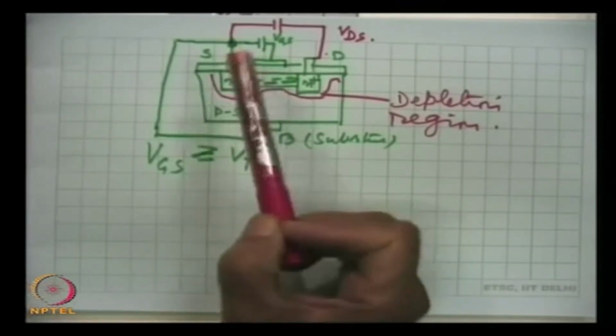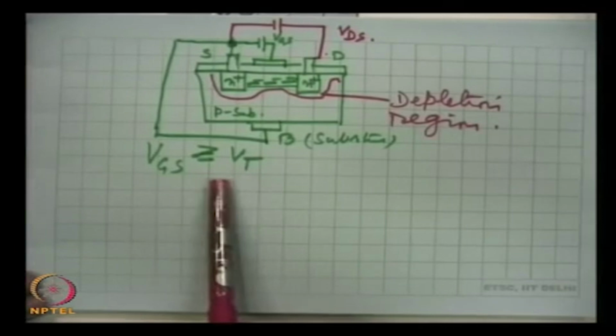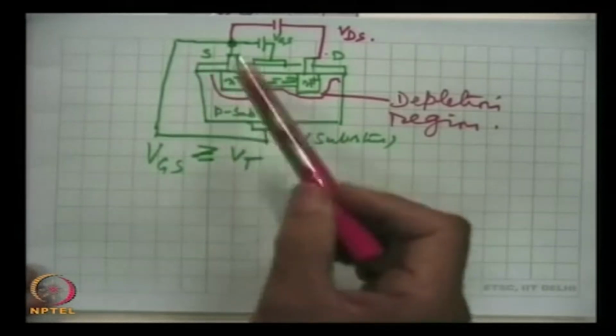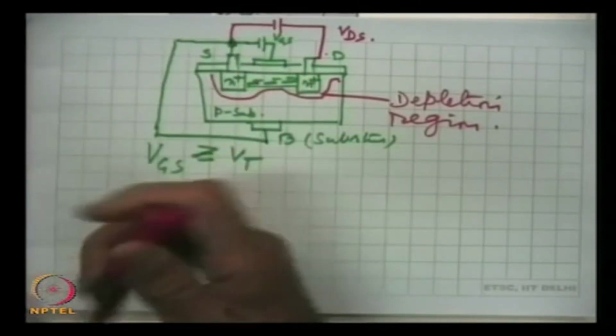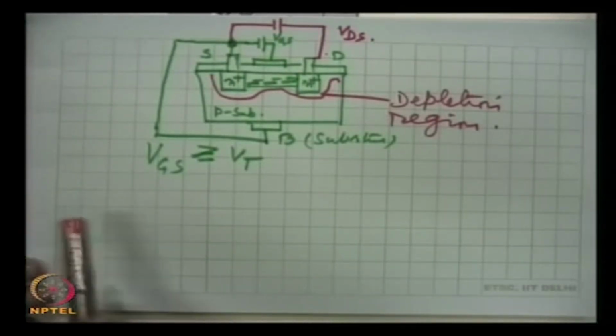I repeat, once the channel is formed, and this will happen at gate source voltage in excess of the threshold voltage, then further rise in the value of gate source voltage will increase the conducting electrons in the channel region, and hence it will increase the conductance of the channel, and this way more current, obviously for the same drain source voltage, more current will flow, the drain current will increase.